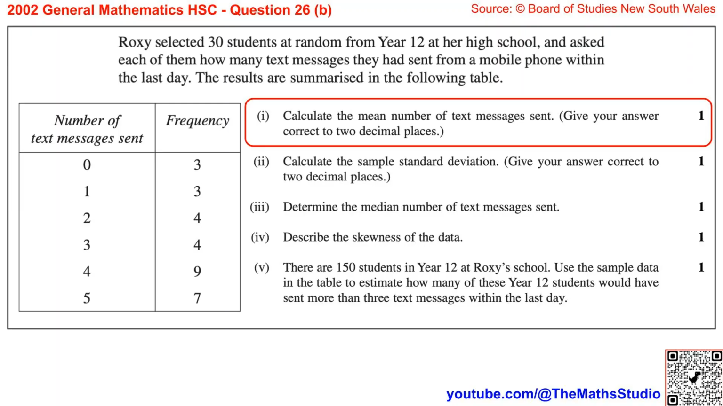Question 26, Part B. Roxy selected 30 students at random from Year 12 at her high school and asked each of them how many text messages they had sent from a mobile phone within the last day. The results are summarised in the following table. Part 1. Calculate the mean number of text messages sent. Give your answer correct to 2 decimal places.